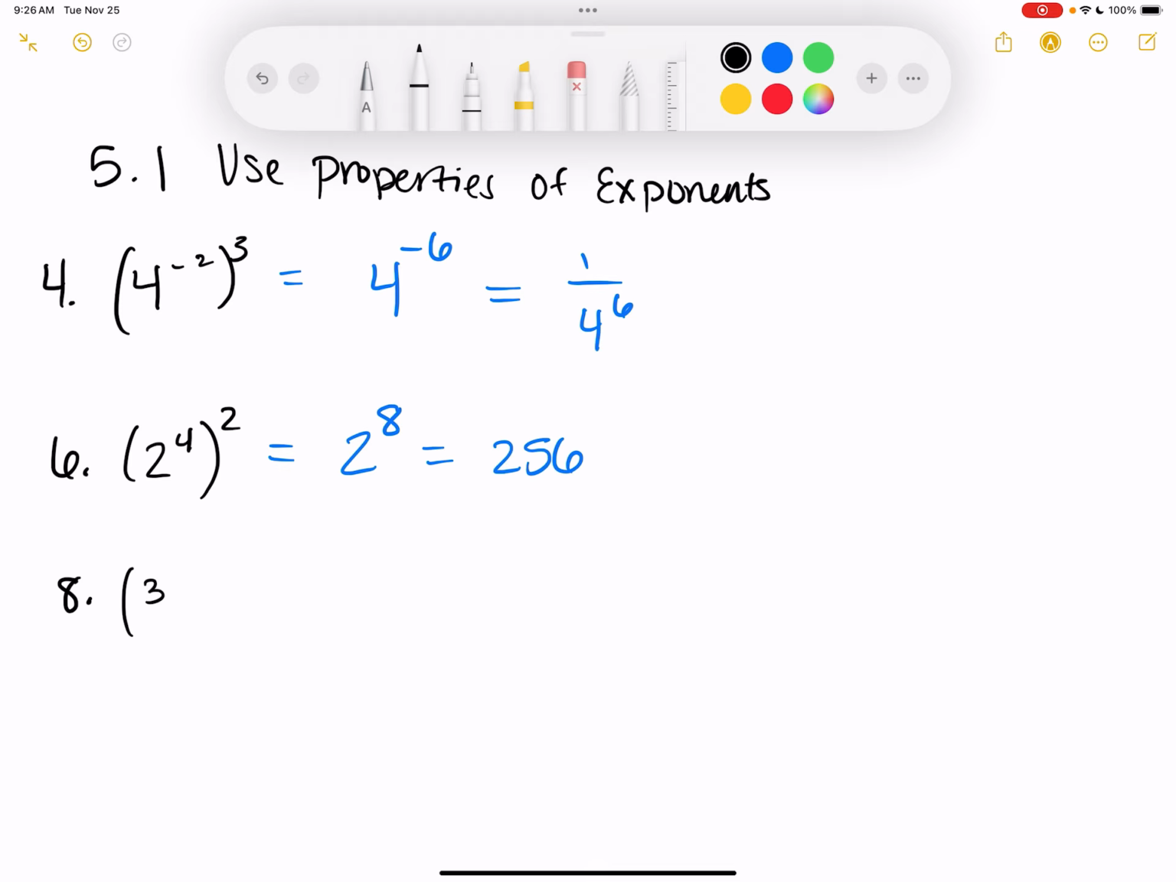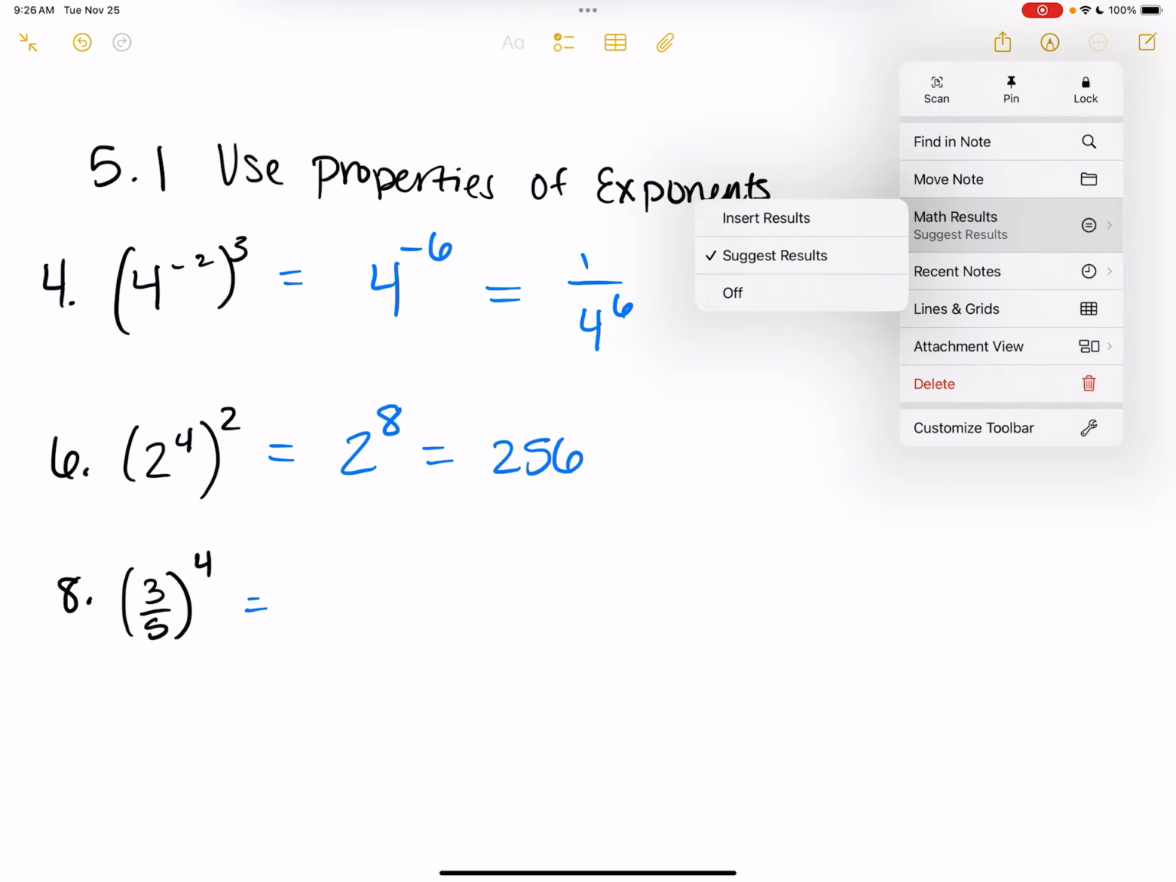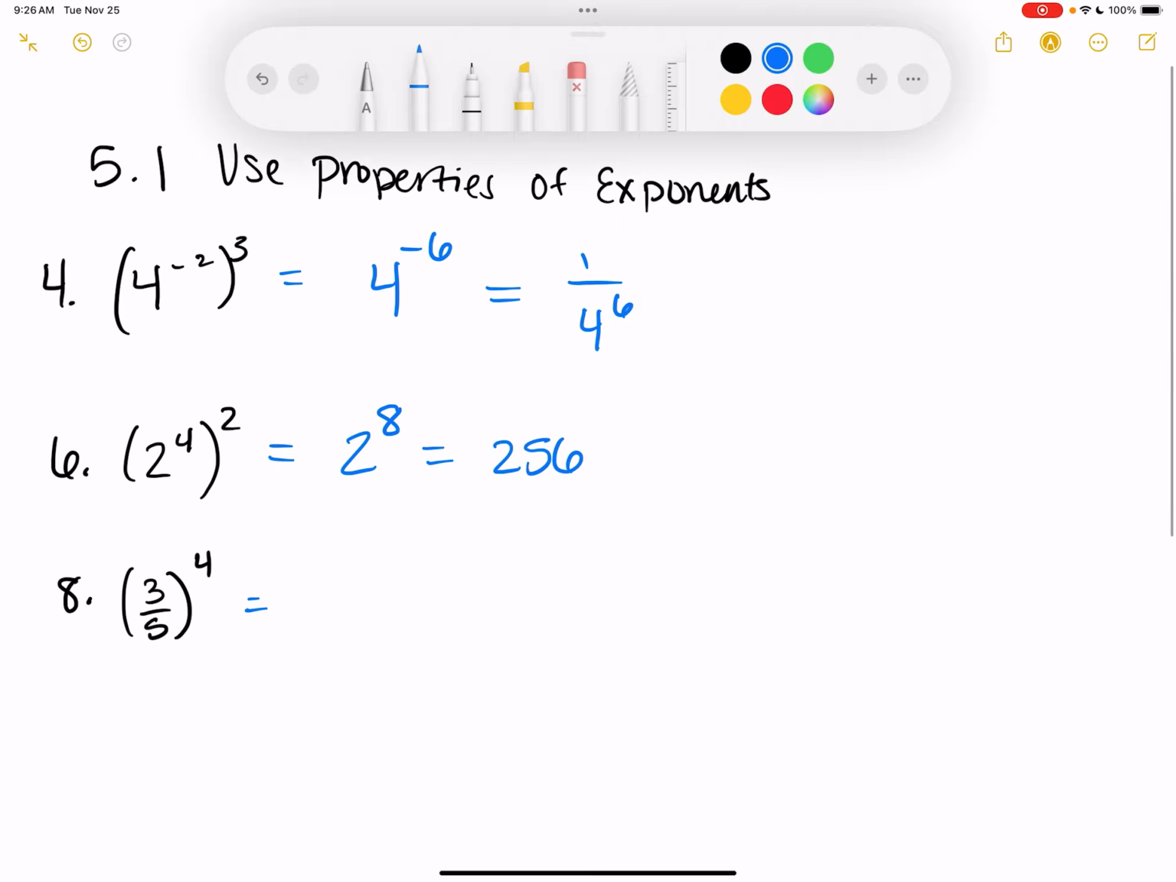3/5 raised to the 4th. So it's 3 to the 4th over 5 to the 4th. Now, you should know what 3 to the 4th is. 3 times 3 is 9. Times 3 is 27. Times 3 is 81. 81 over, this would be the same as 25 times 25.